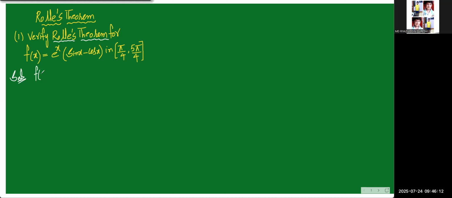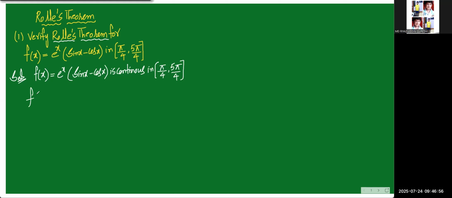We need not check the first condition because the exponential function is a continuous function, sin x is a continuous function, and cos x is also a continuous function. So in aggregate we say e power x into sin x minus cos x is continuous in the closed interval pi by 4 comma 5 pi by 4. This is all about the first point. We need not check that.